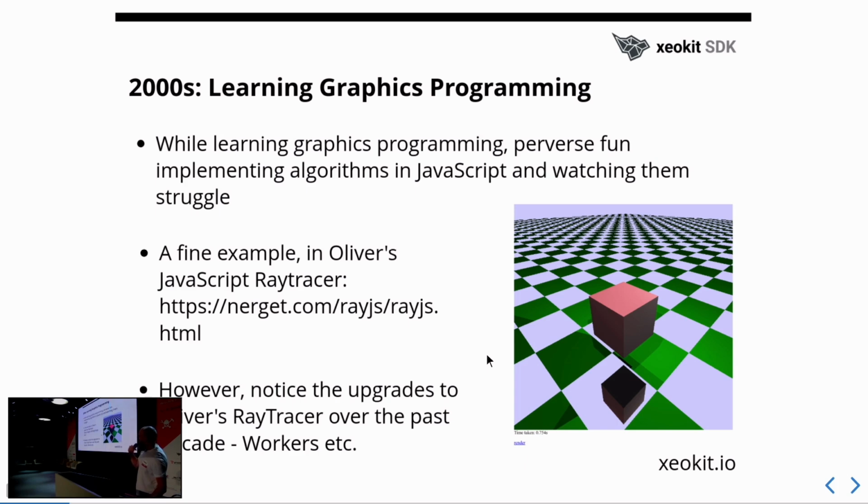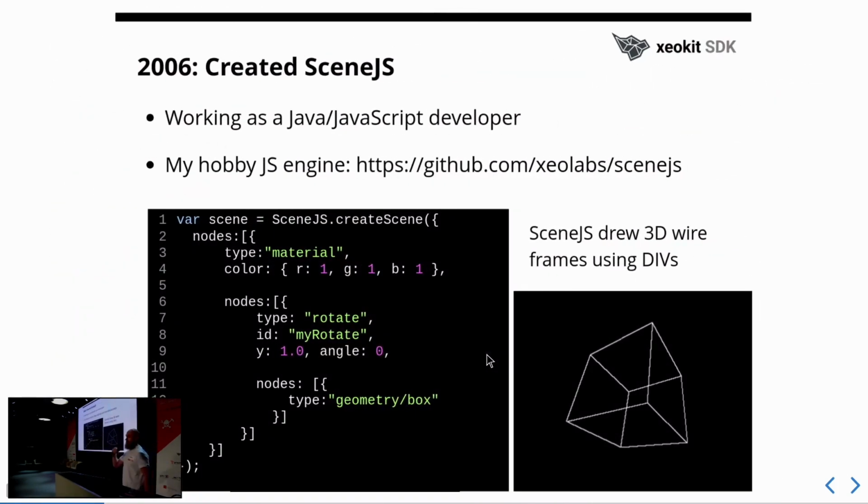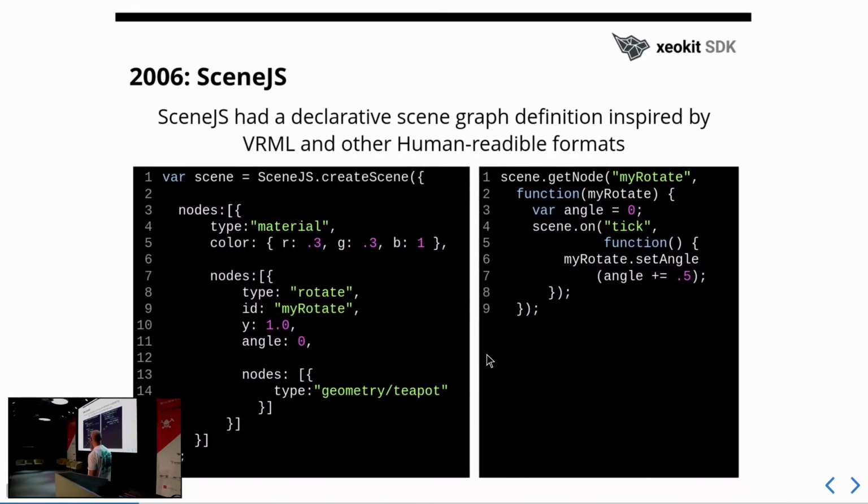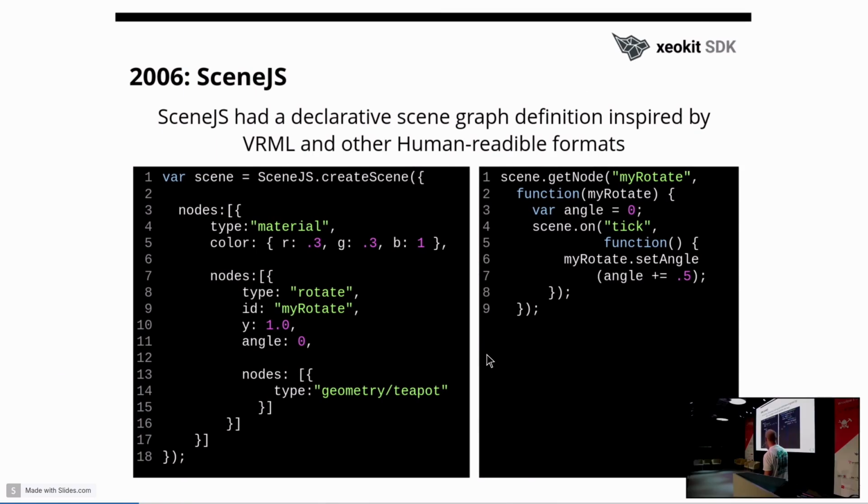I've made way too many slides. My hobby engine was Scene.js. I wrote this in JavaScript, and it was rendering graphics using HTML divs, which is kind of a ridiculous thing to do, but that was the point. It could render maybe 4 or 5 of these cubes interactively. I was inspired by VRML and any sort of declarative scene description languages. So that's just another view of the Scene.js idea.